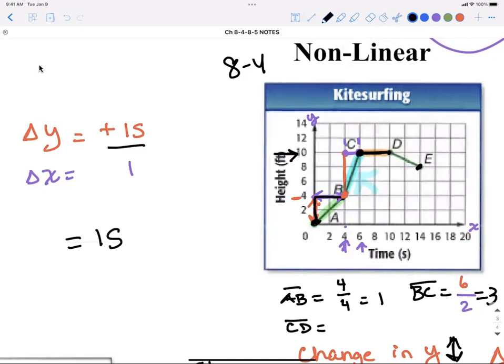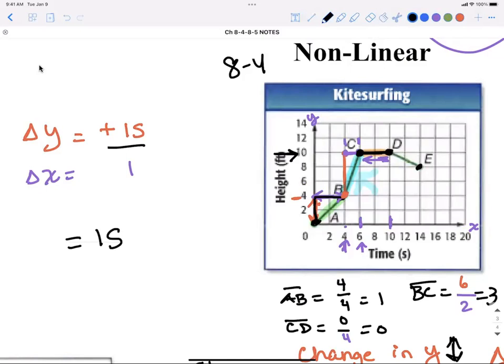So from C to D, the rise is 0. I don't rise. Okay. And then if I go the run, which is my left and right, it's this direction here. I run from 6 to 10, and that's a run of 4. Well, anything reduced with a 0 on top is just simply 0. So my slope, or my rate of change from C to D, is 0.